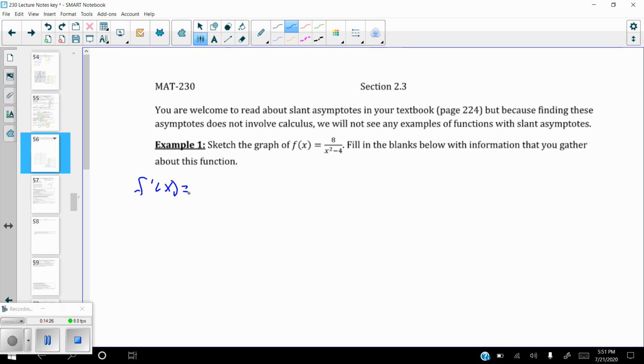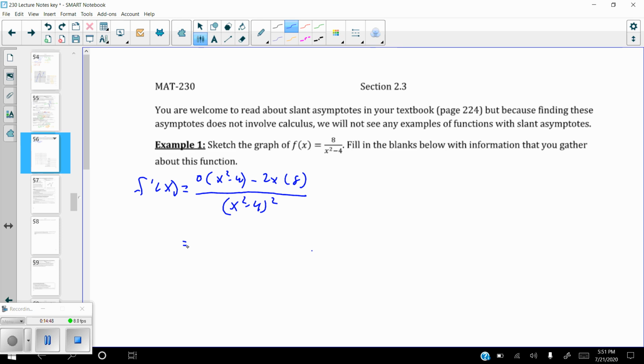All right, so remember the quotient rule says take the derivative of the top. Well, that's 0 times the bottom, which is x squared minus 4, minus the derivative of the bottom, which is 2x, times the top, which is 8, all divided by the denominator squared.